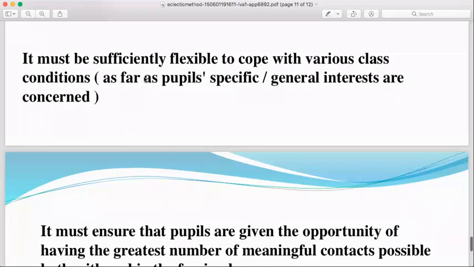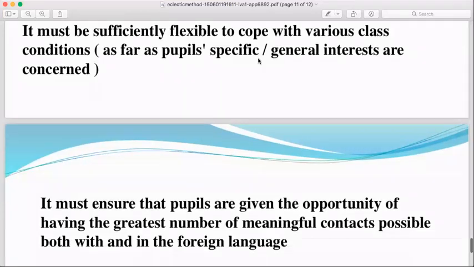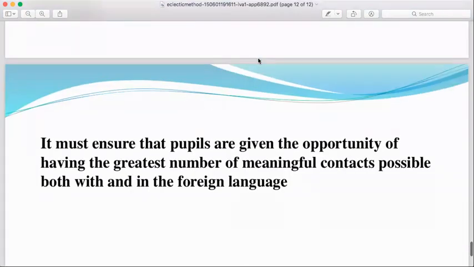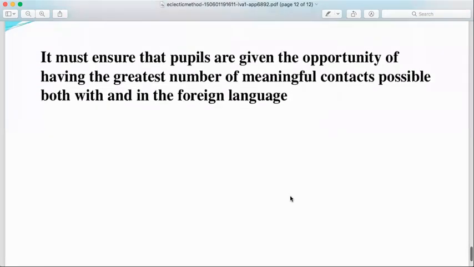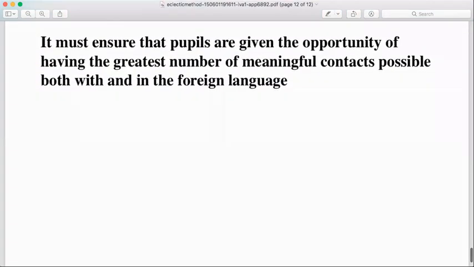It is flexible and copes with various class conditions. This we have already discussed. Other than that, it must ensure that pupils are given the opportunity of having the greatest number of meaningful contacts possible, both with and in the foreign language. That is learner-centered interactive classrooms. So with this, we have completed the section on methods and approaches.